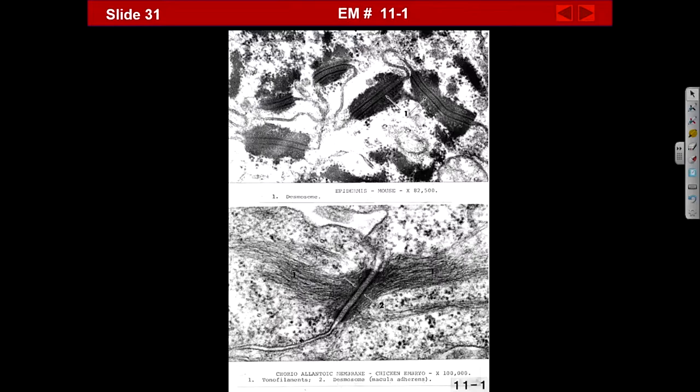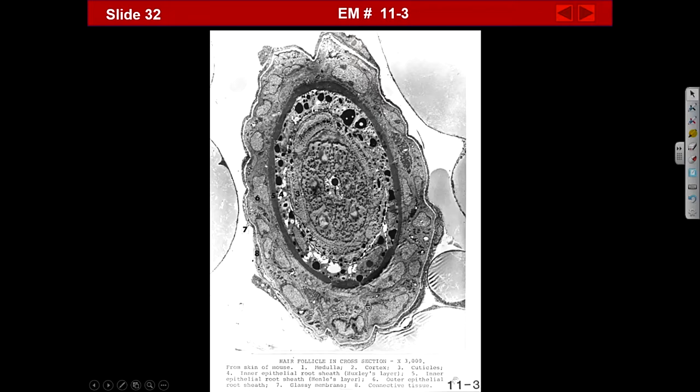This is just showing desmosomes holding keratin filaments together. Cross-section of a hair: in the middle we have the medulla, around it the cortex, then the internal root sheath, and then the external root sheath. Don't worry about Huxley's layers and Henle's layers, the glassy membranes. That's getting too complicated.